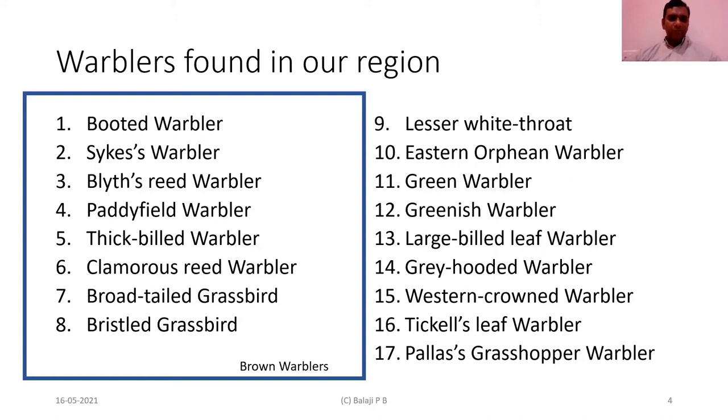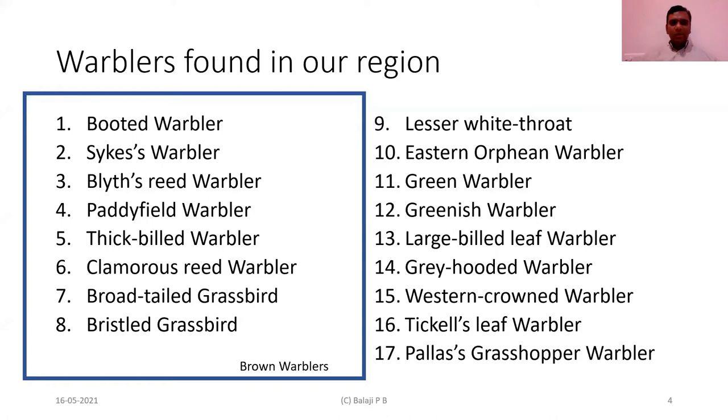The reason we have chosen these eight is based on their coloration. Most of the species we are trying to identify today are overall brownish, whereas the other warblers are of a different coloration. For example, the lesser whitethroat is grayish, gray and black, the green warbler is greenish, and the gray-hooded is a combination of gray and yellow tones. The same goes for the Western Crowned warbler. Tickell's leaf warbler is largely yellow and lemon colored, and Pallas's grasshopper warbler is also a slightly different coloration, unmistakable really.